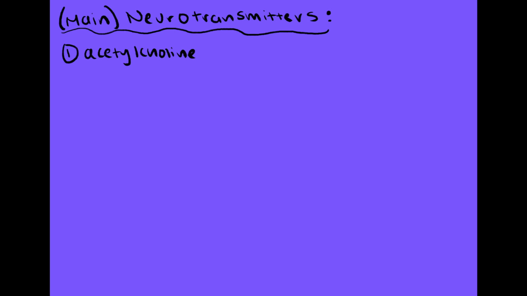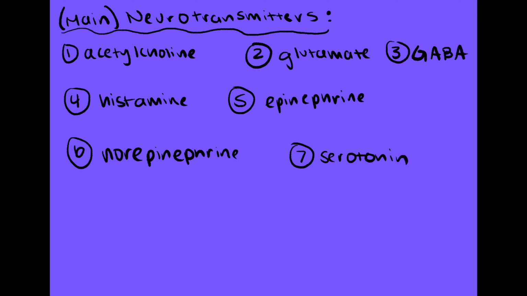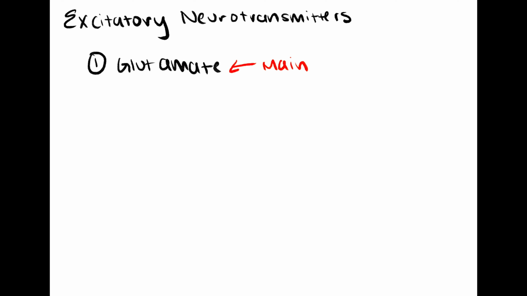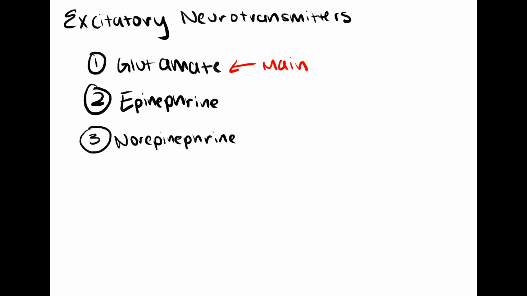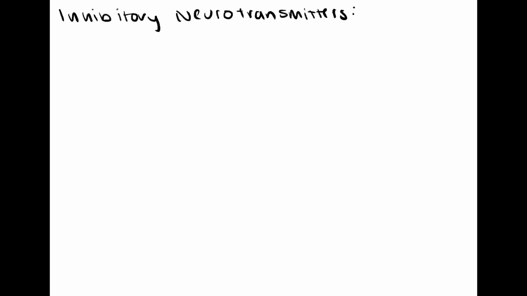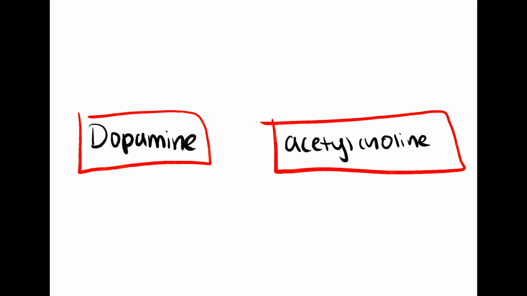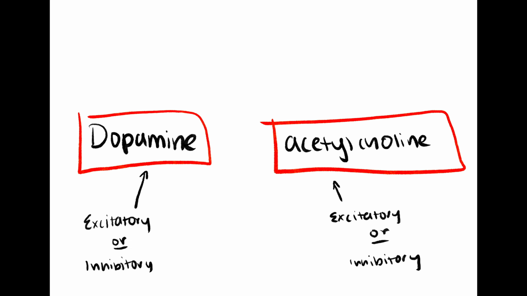There are 8 main neurotransmitters. These are acetylcholine, glutamate, GABA, histamine, epinephrine, norepinephrine, serotonin, and dopamine. The main excitatory neurotransmitter is glutamate. Epinephrine and norepinephrine, often referred to as adrenaline and noradrenaline, also have excitatory effects. The main inhibitory neurotransmitter is gamma-aminobutyric acid, or, more simply put, GABA. Dopamine and acetylcholine can have either excitatory or inhibitory effects, depending on the receptor they bind to.